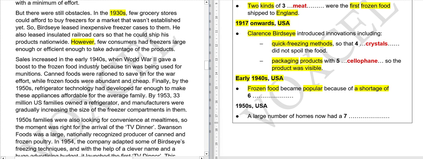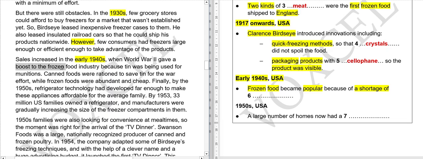Sales increased in the early 1940s. Luckily, they have written the same way. But if they haven't, they could have written 1941, 42, 43, or 44, any year of that. When World War II gave a boost to the frozen food industry because tin was being used for munitions. Canned food were rationed to save tin for the war effort, while frozen food were abundant and cheap. So the frozen food industry got a boost.